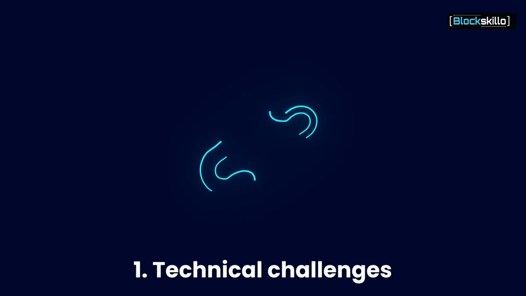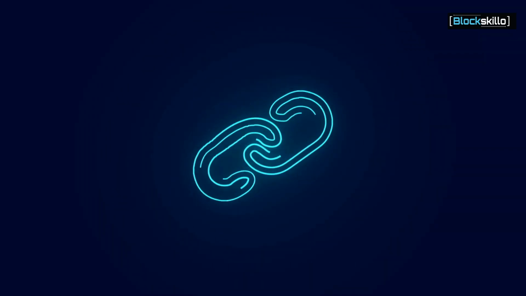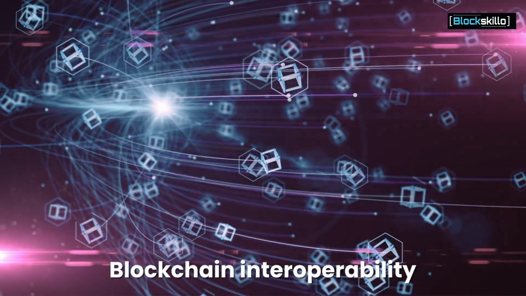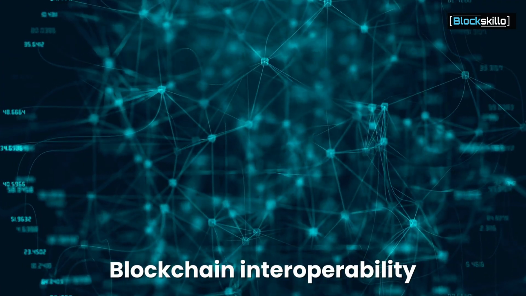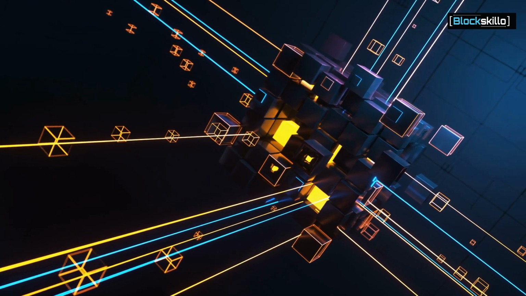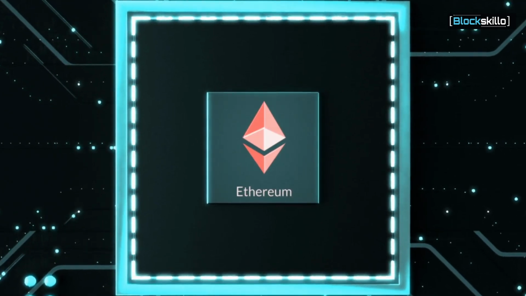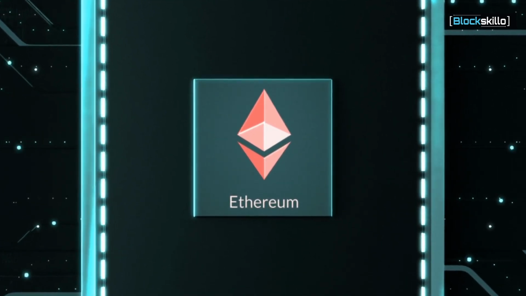First is technical challenge. Web2 to Web3 conversion involves the adoption of new technologies and protocols which can pose technical challenges such as blockchain interoperability. The lack of standardization and interoperability between different blockchain protocols can make it difficult to integrate existing Web2 systems with Web3 technologies. For example, integrating Ethereum smart contracts with a centralized payment gateway can be technically challenging.